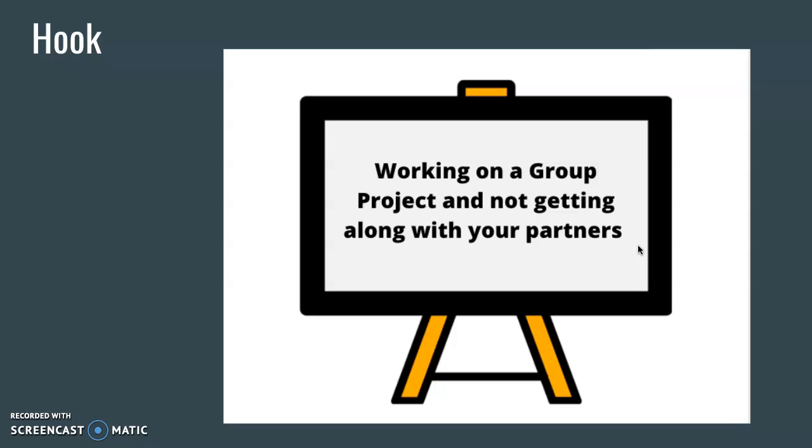So here's the hook. I would have the students sit down, and this will change based off the teacher. This is just an example. But knowing my students, I would come up with a situation that I know they'd have differing opinions on. I would put up a situation of working in a group project and not getting along with your partners. This is assuming that some students would just do the work, some students would report their partners. These are just examples.